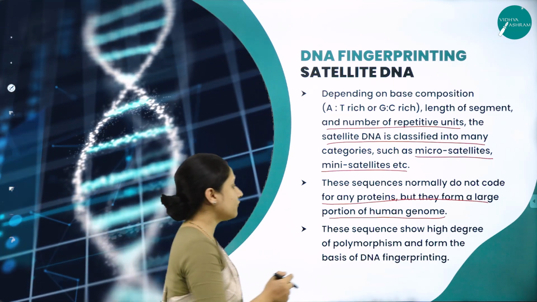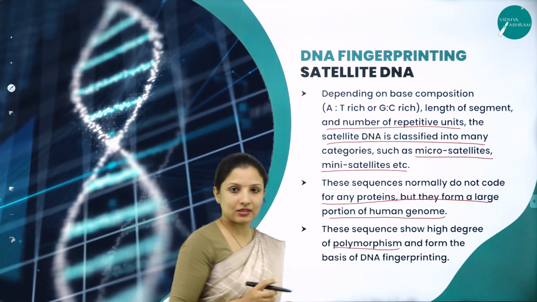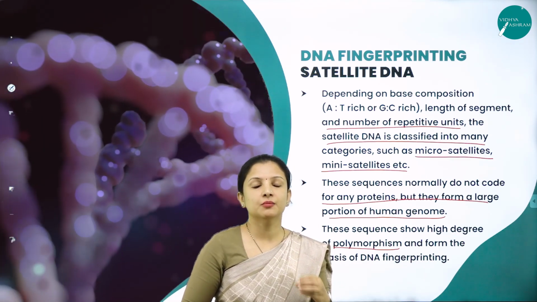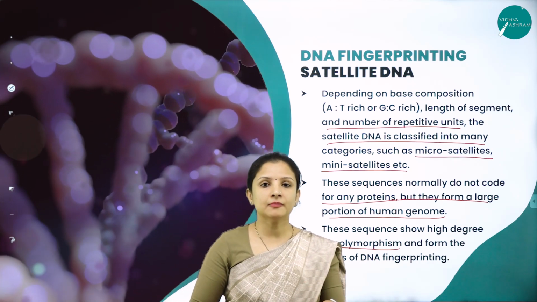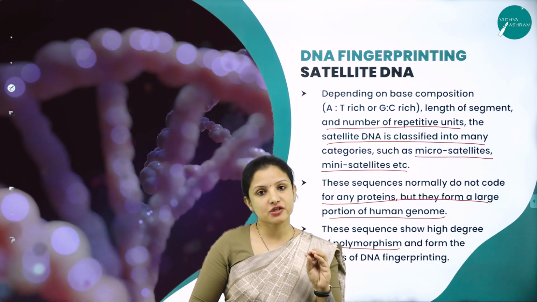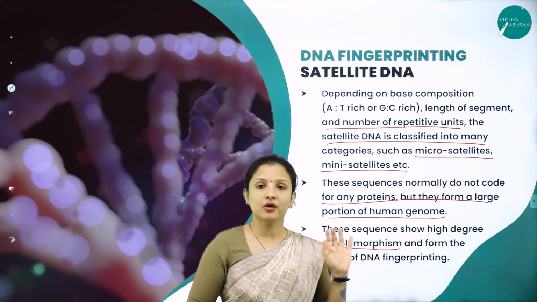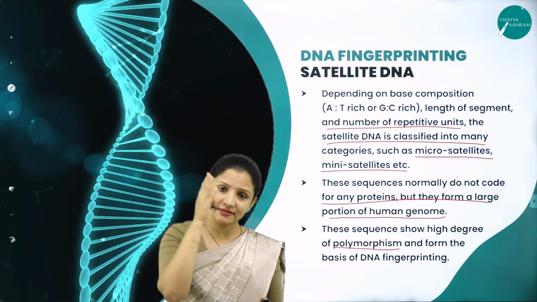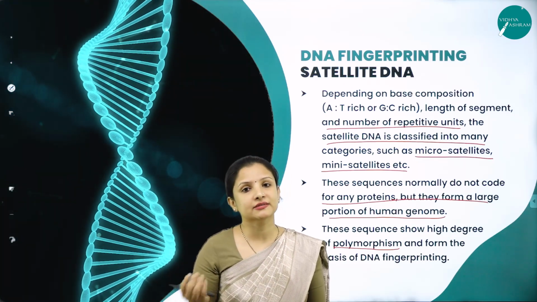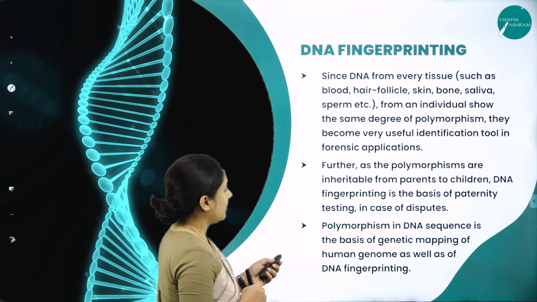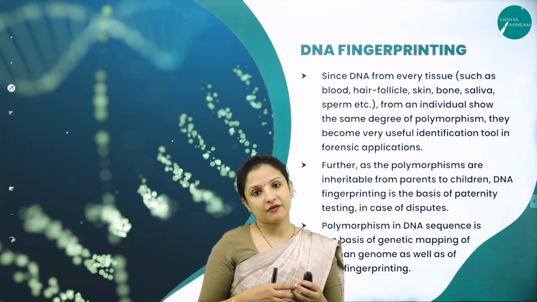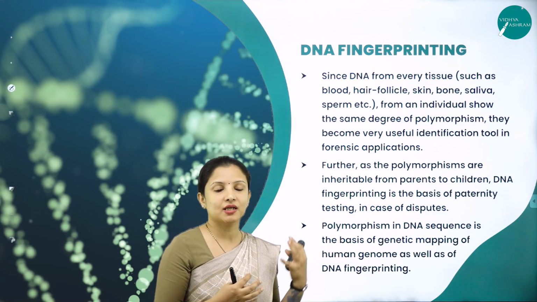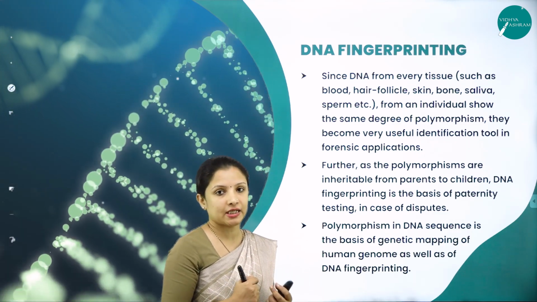show a high degree of polymorphism. The repetitive sequences of satellite DNAs show a high degree of polymorphism. Polymorphism means they are different from individual to individual. Every individual is unique, and they show different characteristics when compared to another individual. They are the same genes which control different characteristics in an individual. And therefore, they can be widely used in DNA fingerprinting because they are unique to an individual. You will learn about that in detail when I talk about the technique that is followed in DNA fingerprinting.